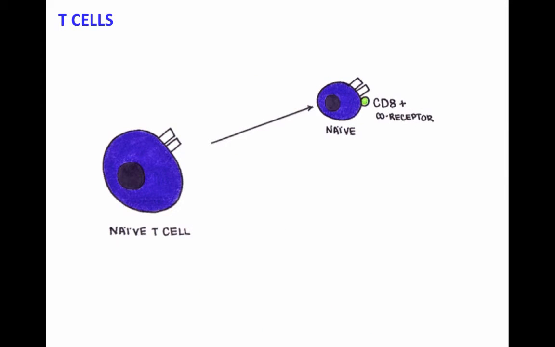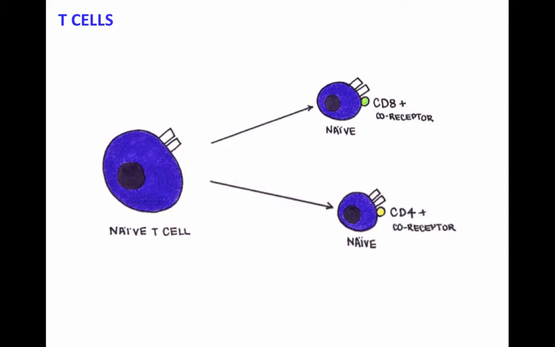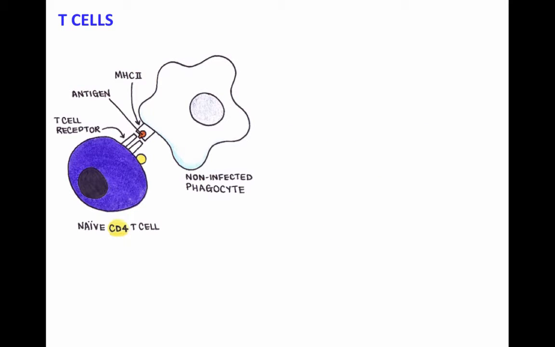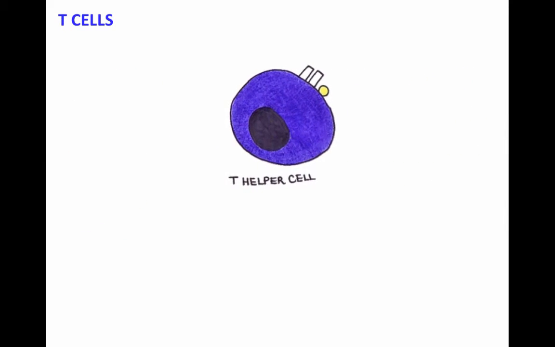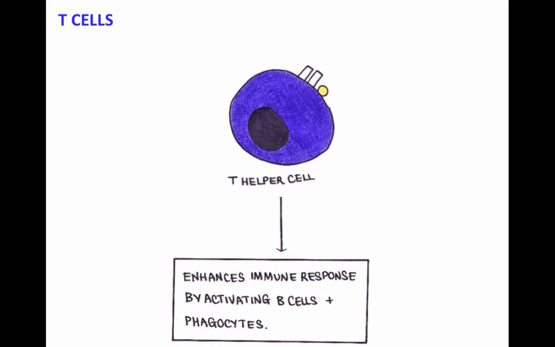Okay, so going back to this picture, let's now look at CD4 positive naive T cells. Just like CD8 positive T cells, they are activated by phagocytes. The difference here, however, is that the phagocytes are not infected and the antigen is presented on an MHC type 2 molecule. The naive CD4 positive T cells activate into T helper cells. The function of these cells is to enhance the immune response by activating B cells and phagocytes.